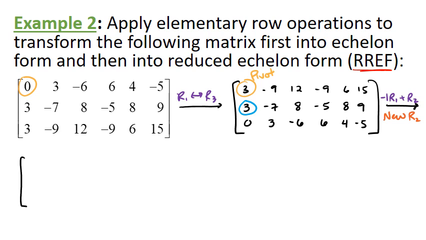So row 1 is going to be the same. Row 2 becomes 0, 2, -4, 4, 2, and -6. Row 3 remains the same.